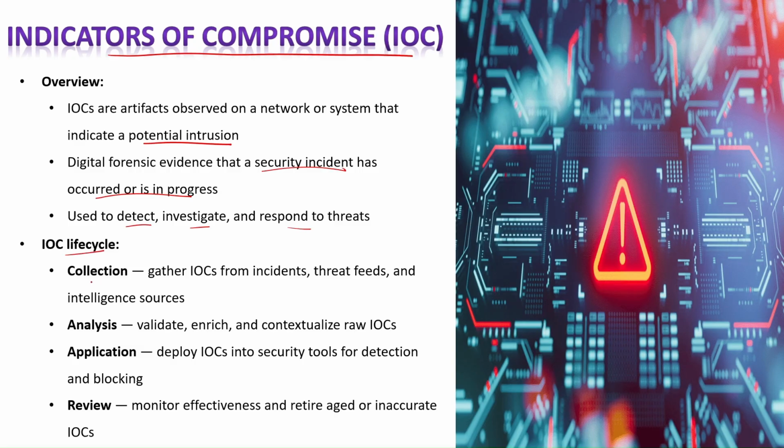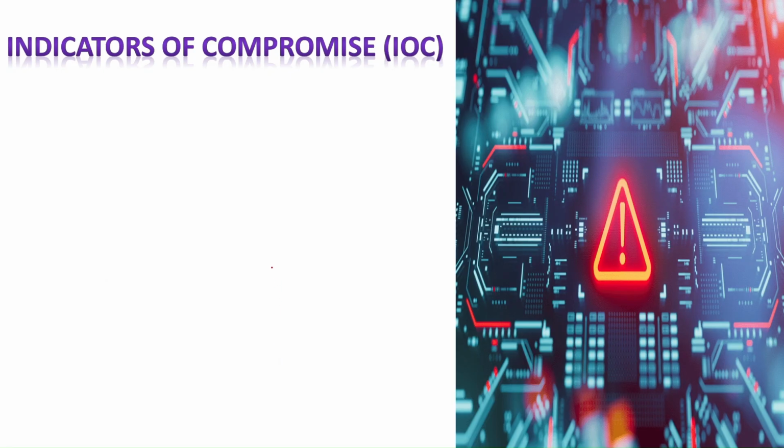The IOC life cycle: the first phase is of course collection, to gather IOCs from incidents, threat feeds, and intelligence sources. Next is analysis, to validate, enrich, and contextualize raw IOCs. Next is application of IOCs, to deploy them into security tools for detection and blocking, and then review, to monitor effectiveness and retire aged or inaccurate IOCs.